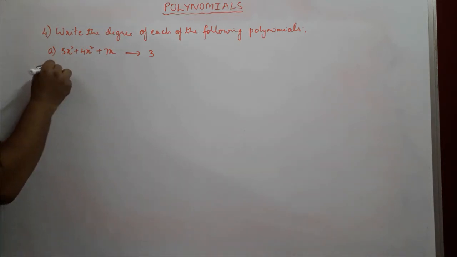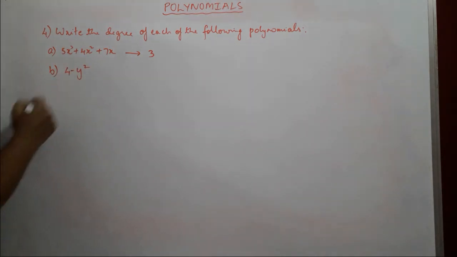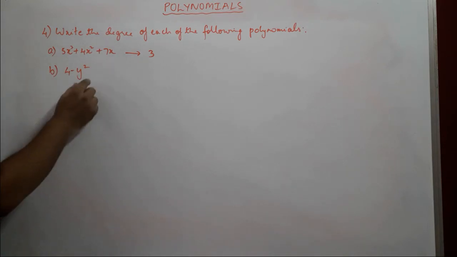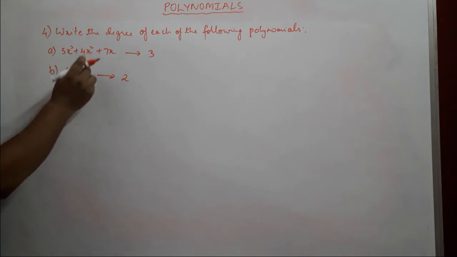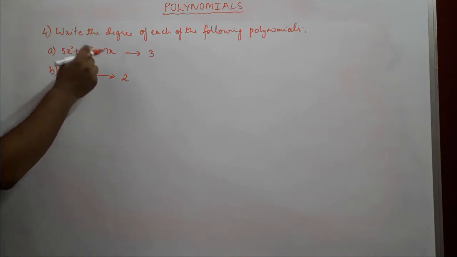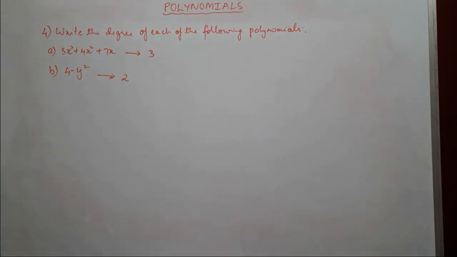Here we'll take the next one. Next it says 4 minus y square. So the highest degree obviously is 2, with this term minus y square. So in this case the highest degree is 2. We always look at the highest degree or highest power in that particular polynomial. Let's go to the next question.